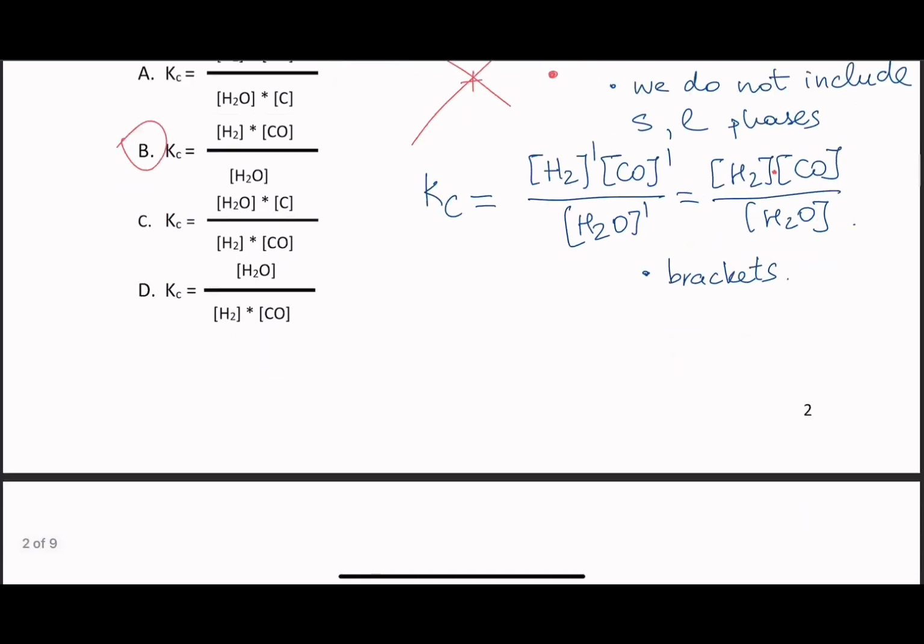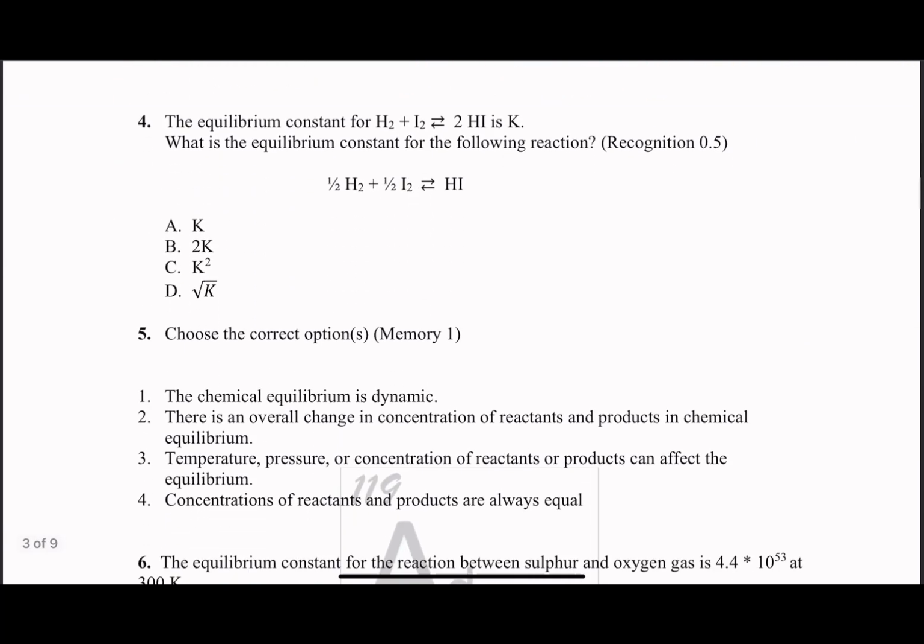Okay, so we move on to the next question. The equilibrium constant for this reaction is K. What's the equilibrium constant for the following reaction? As you see, the coefficients are halved in this one. So I'm just going to derive this equation for you. The K is Kc. Kc for the first one, the one given here, is hydrogen iodide to the power of 2 because it has a coefficient of 2, and then hydrogen to the coefficient of 1, and iodine to the coefficient of 1.